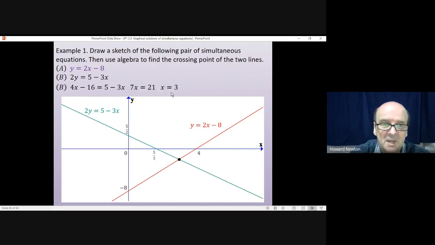Now, if x is 3, we just substitute that back into the first equation here, and we can find out y. y will equal 2 times 3, which is 6. 6 take away 8 is minus 2. And that will be the coordinates of the crossing point of the two lines, (3, minus 2), which is what we were asked to find.